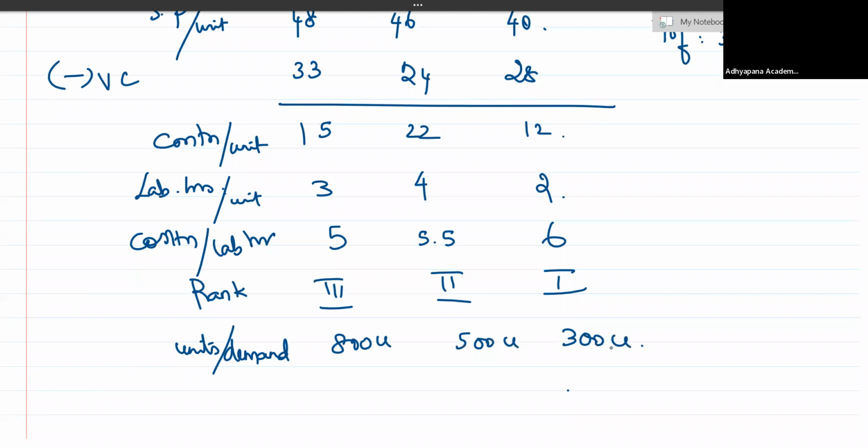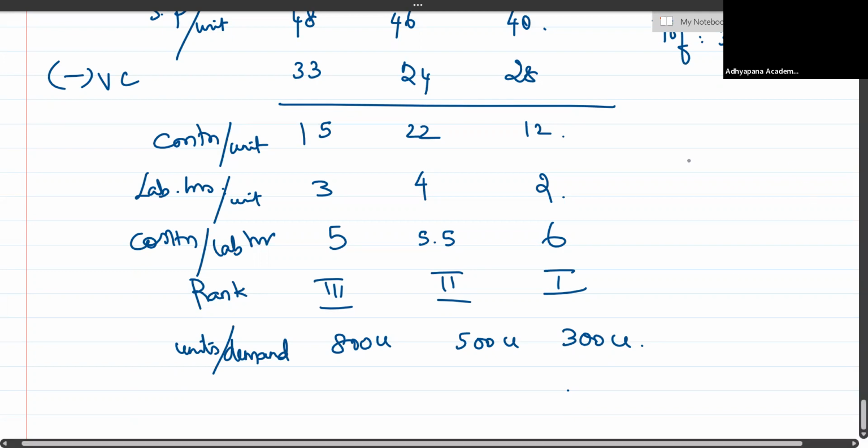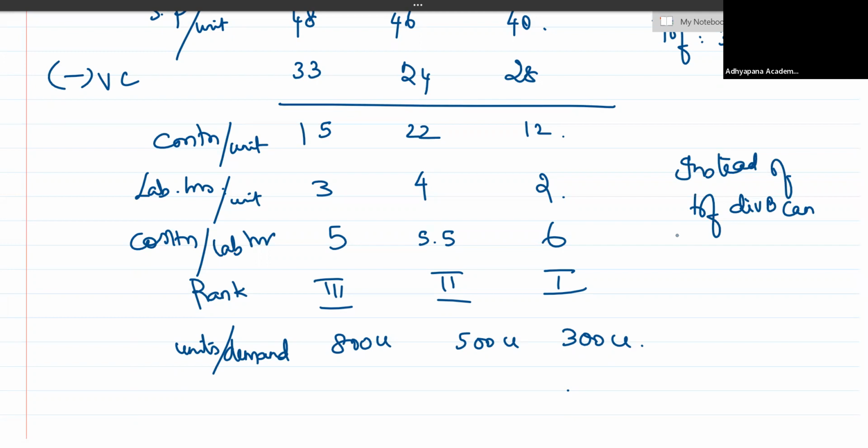Okay. So instead of receiving the transfers of product Y from division A, division B could buy a similar product in the open market at a slightly cheaper price of rupees 45 per unit. So instead of transfer, division B can buy from open market at rupees 45 per unit.